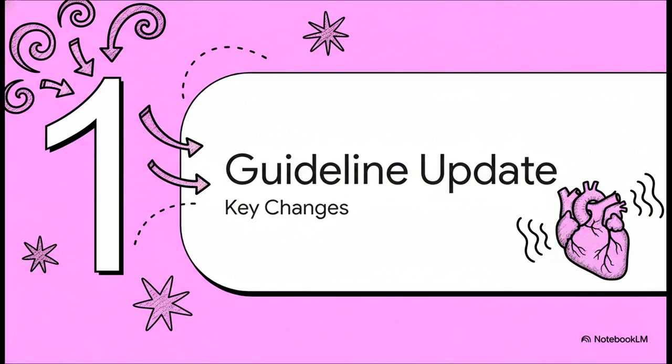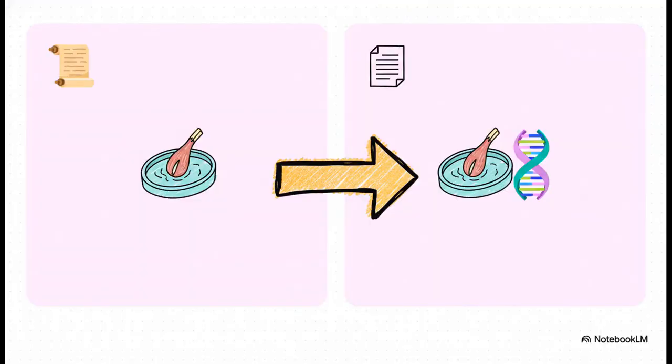Section 1, Guideline Updates and Key Changes. What's actually different from the last version? Well, the biggest change is a fundamental shift in our diagnostic approach. We're moving away from a model that relied almost entirely on the in vitro contracture test, the IVCT. We now have a dual framework that formally integrates molecular genetic testing and, importantly, establishes a new diagnostic designation.